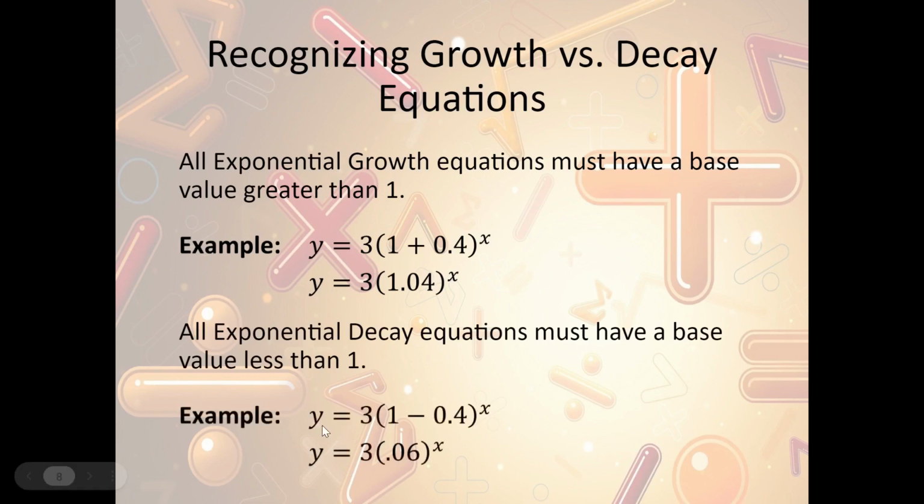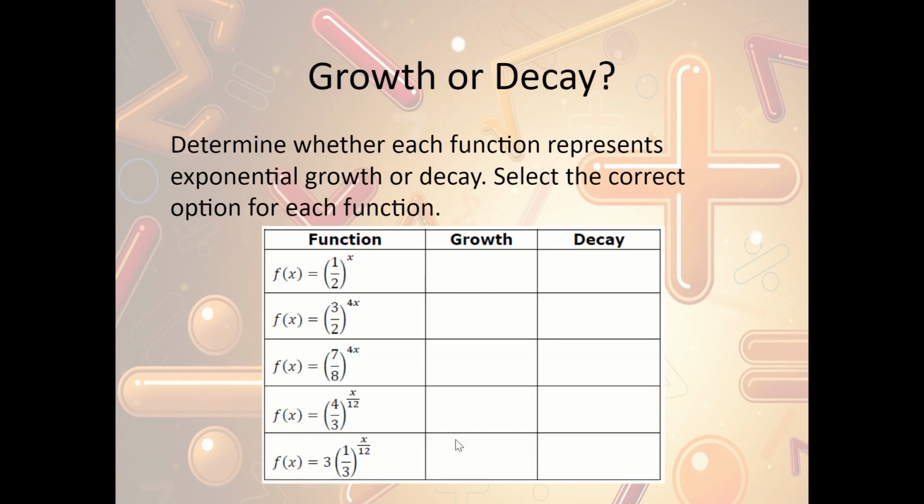Decay always is less than 1 inside the parentheses. So we have something like this: y equals (1 minus 0.4) to the x. Or they might have already done it for us and had y equals 3 times 0.06 to the x, which both of these we can tell, when we simplify them, are going to be less than 1. So that's decay.